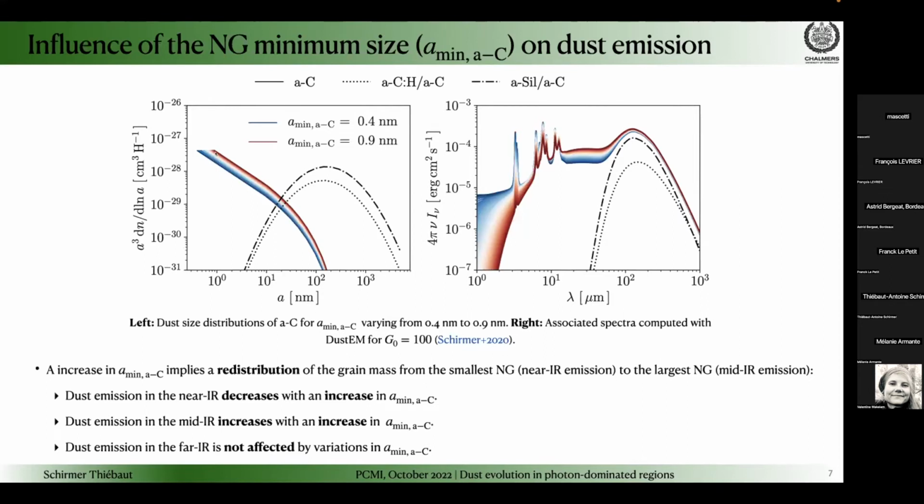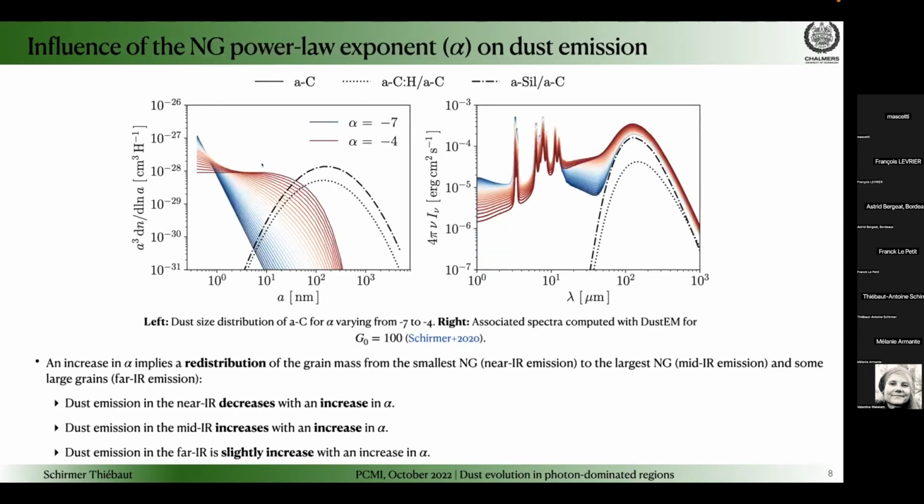The second parameter we vary is the nanograin minimum size, from 0.4 nanometer in blue to 0.9 nanometer here in red. So what you can see is when you increase this parameter, you lose emission in the near infrared, you gain emission in the mid infrared, and you barely affect the emission in the far infrared, which is normal because when you increase the nanograin minimum size, you redistribute the dust mass from the smallest nanograins that are responsible for the near-infrared emission to the largest nanograins that are responsible for the mid-infrared emission. And you barely touch the large grains, so you barely affect the emission in the far infrared.